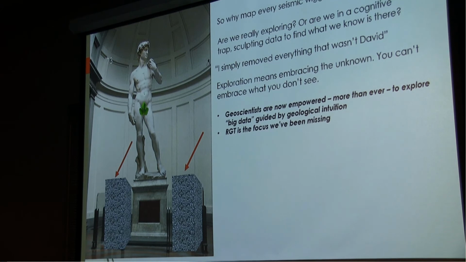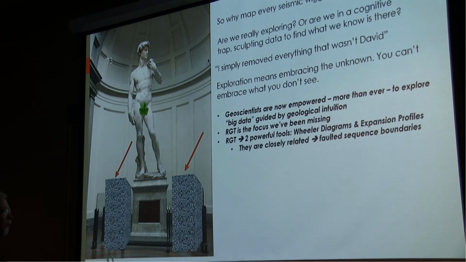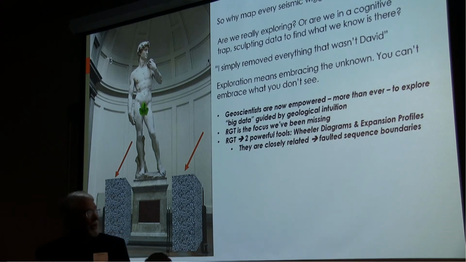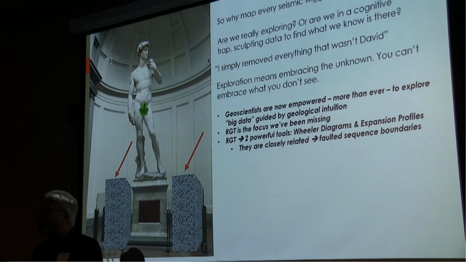I think relative geologic time and Wheeler diagrams is the focus we've been missing. I mean, everyone knows it's been there, but as a focus, it's something that's been missing for integrative stratigraphy and exploration. There are two powerful tools, Wheeler diagrams and expansion profiles, and they're very, very closely related. And if there's any one thing that you remember from my rambling tonight, it's that the two are very closely related, and the technology is there to get relative geologic time. Let's turn it into expansion profiles, pull out relative sea level curves, specify sequences, and go find some more oil.